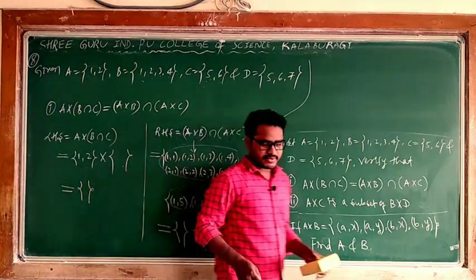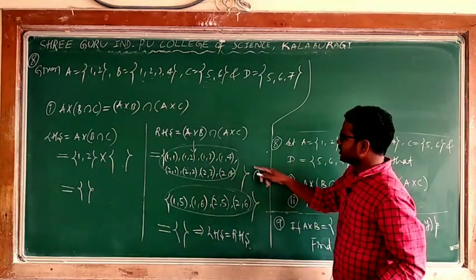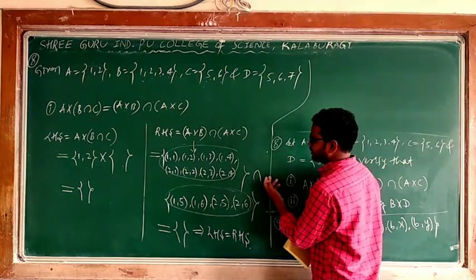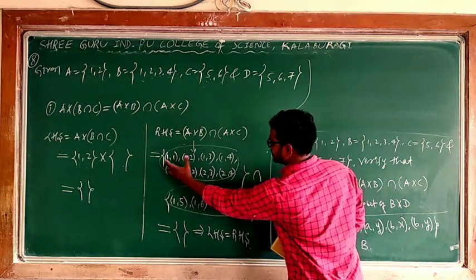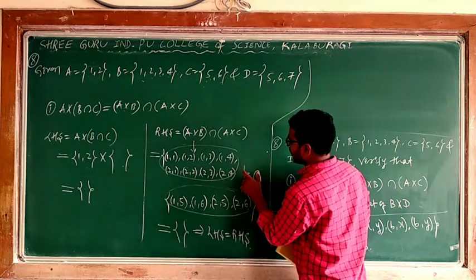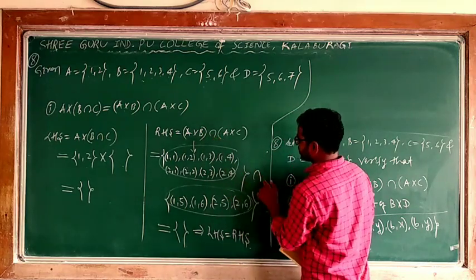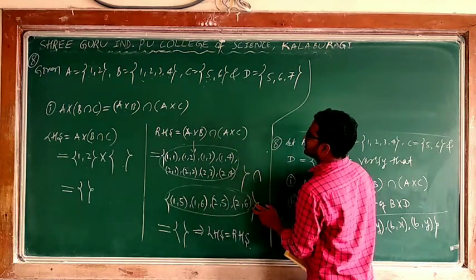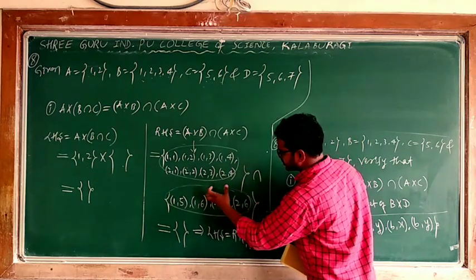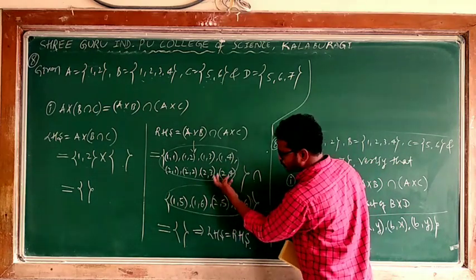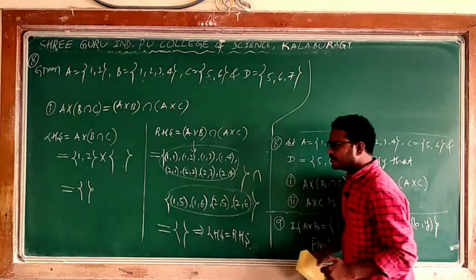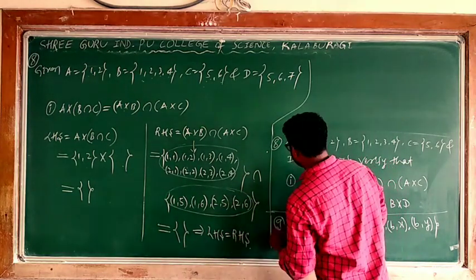See there, there was no place here, so for that reason I wrote it here. Then I took the intersection in between and wrote A cross C here. Then I searched for any common element between these two. No common element, so I said it is empty. Then you can say LHS is equal to RHS.